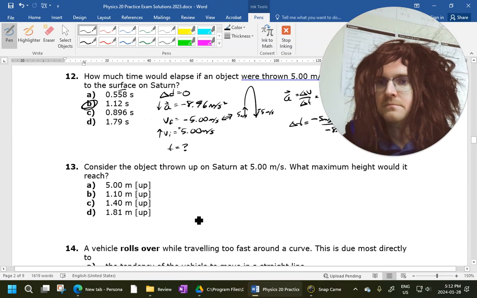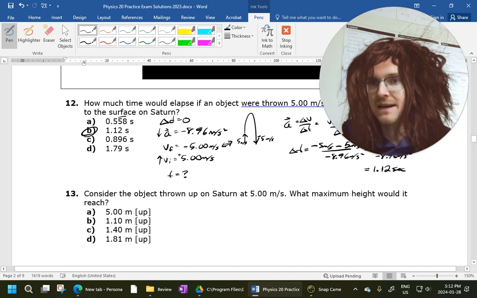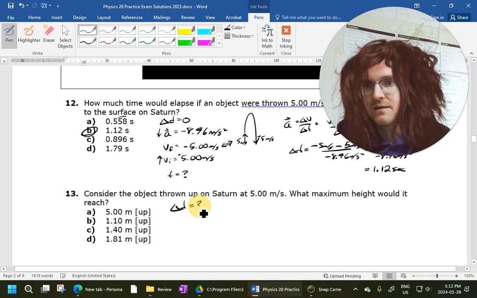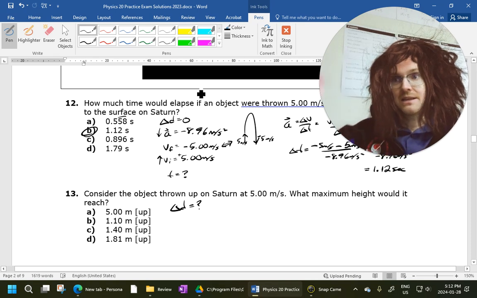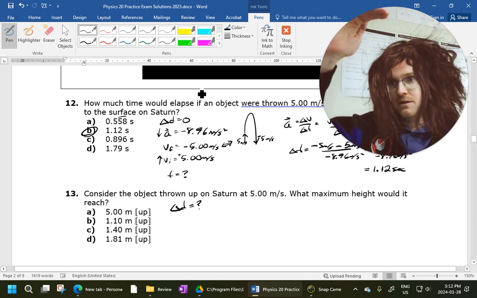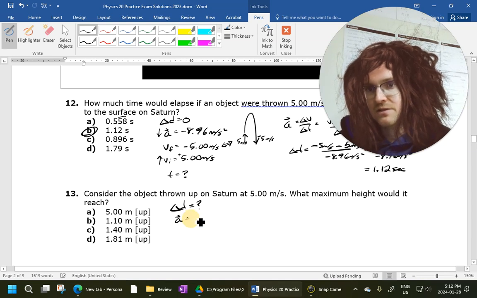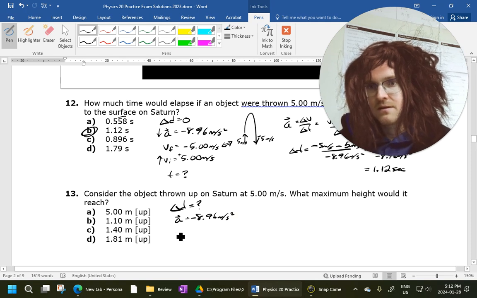Okay, consider the object is thrown up. What's the max height? Okay, so let's go through. So we're trying to find d in this case. It's not going to be 0 because now it didn't come back down. We're just at the top now. It hasn't come back down, so we're just at the top. We're trying to find out what that is. The acceleration is still the same thing. Vi is still the same thing. That's upwards, acceleration is downwards.